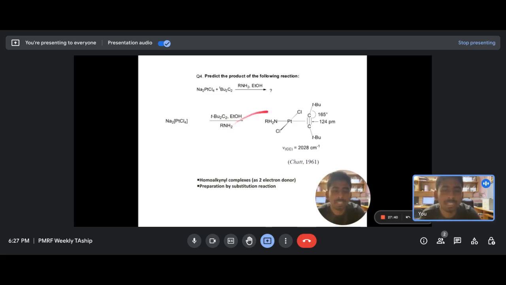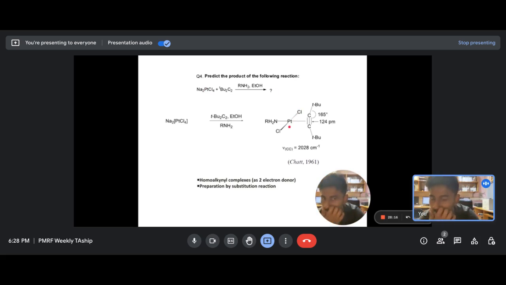So RNH2 is actually bound to this platinum center, and one of the Cl- will be eliminated. The other Na+ will capture another Cl- in terms of NaCl, and this will also be eliminated. So 2 moles of NaCl will be eliminated from this center, and platinum will be left with 2 chloride atoms.